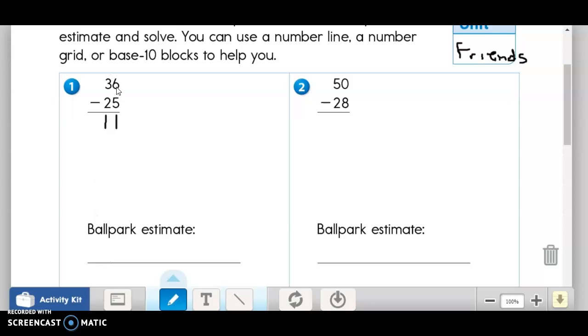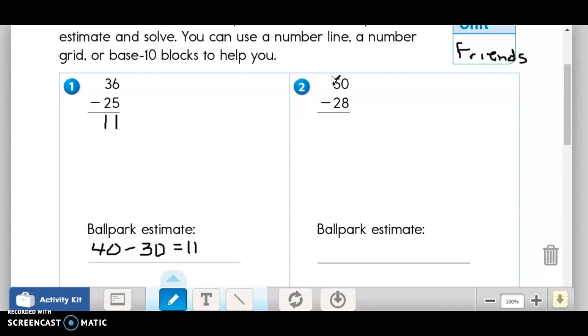36, we're going to round that to the nearest 10 would be 40 minus 25. I know it ends in a 5, so I'm going to round up. We're going to go to 30. 40 minus 30 equals 10. Now let's go to number 2, 50 minus 28. Again, we've got to ask ourselves, 0 minus 8. Is it more on top or more on the floor? More on the floor, got to go next door.